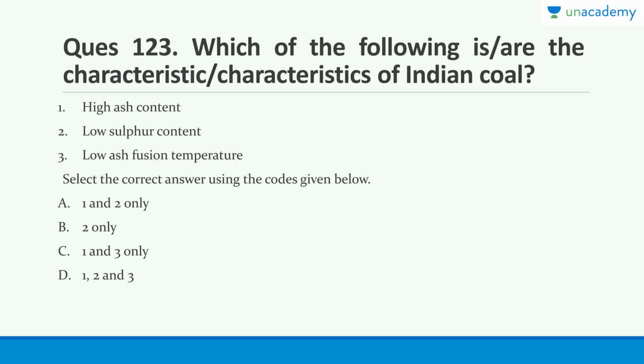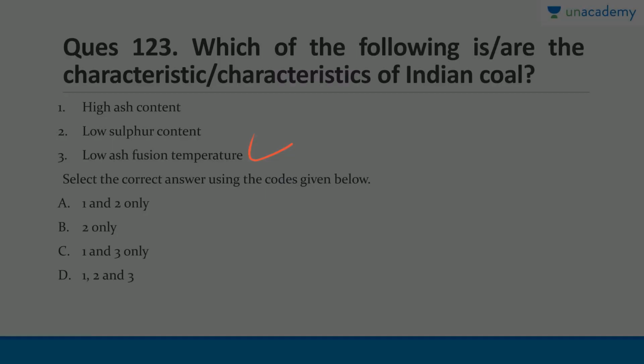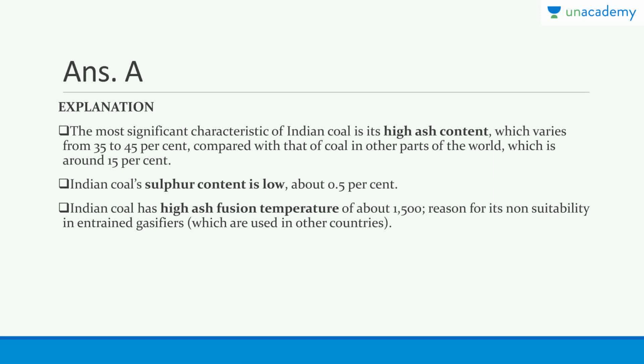Question number 123. Which of the following are the characteristics of Indian coal? High ash content, yes. Low sulphur content, yes. High ash fusion temperature is not desirable; low ash fusion temperature is desirable. So answer here is A, 1 and 2. The most significant characteristic of Indian coal is its high ash content, which varies from 35 to 45%, while in other parts of the world it is just 15%. Indian coal sulphur content is also low, about 0.5%. Remember these data. Indian coal has high ash fusion temperature of about 1500, and it is the reason for its non-suitability in entrained gasifiers which are used in other countries.